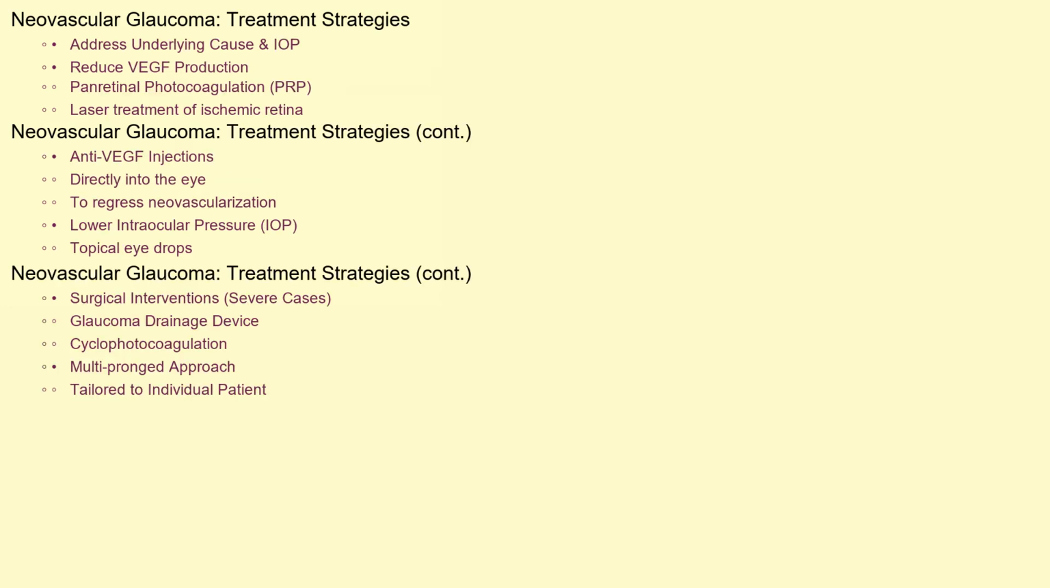Treatment for neovascular glaucoma focuses on addressing both the underlying cause and the elevated intraocular pressure. Panretinal photocoagulation, or PRP, a laser treatment that targets the ischemic retina, is a cornerstone of treatment to reduce VEGF production. Anti-VEGF injections directly into the eye can also help regress neovascularization. To lower intraocular pressure, topical eye drops are often used. In more severe cases, surgical interventions like glaucoma drainage device implantation or cyclophotocoagulation may be necessary. It's important to understand that management often requires a multi-pronged approach tailored to the individual patient's condition.